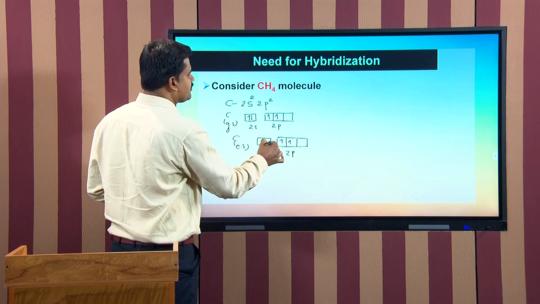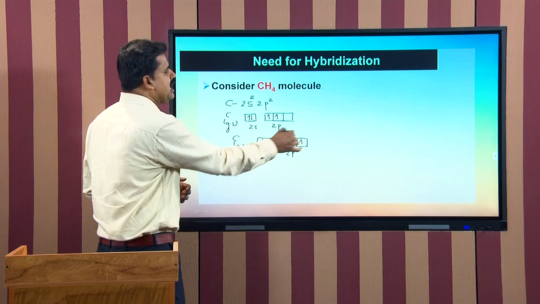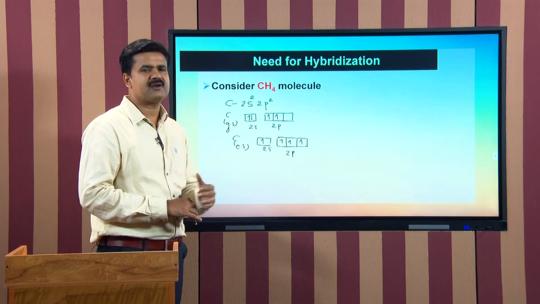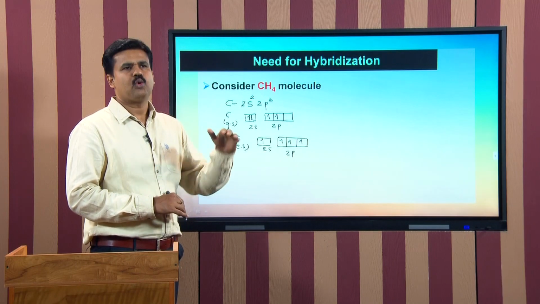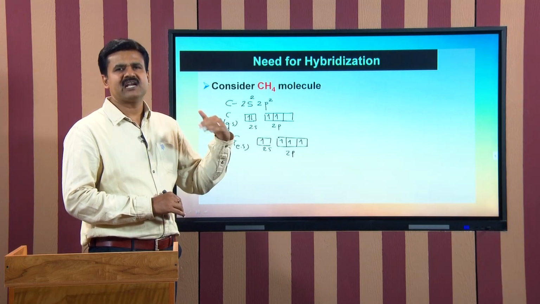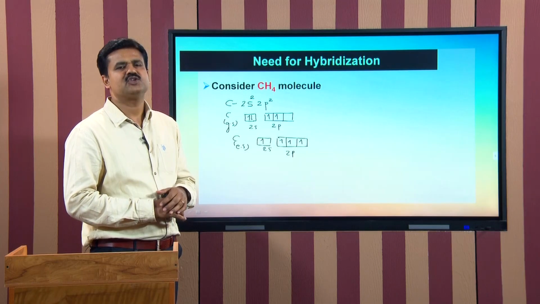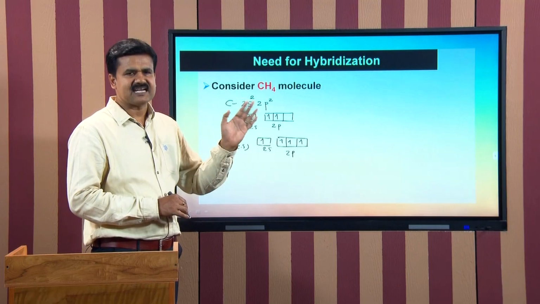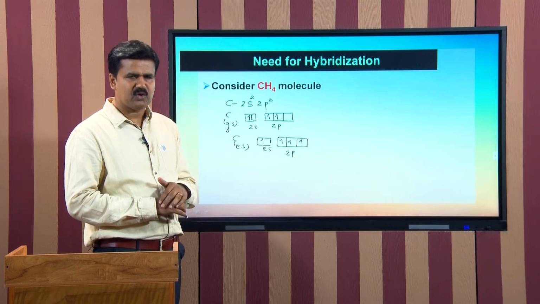One electron excited from 2s is shown here. Now you can see the presence of 4 unpaired electrons. These 4 half-filled orbitals overlap with the 1s orbital of hydrogen to form a CH4 molecule. That is the resultant, that is the formation of the CH4 molecule.